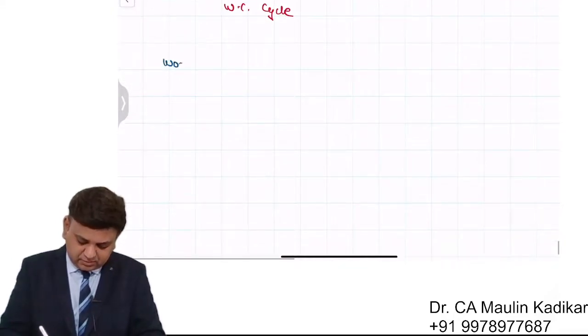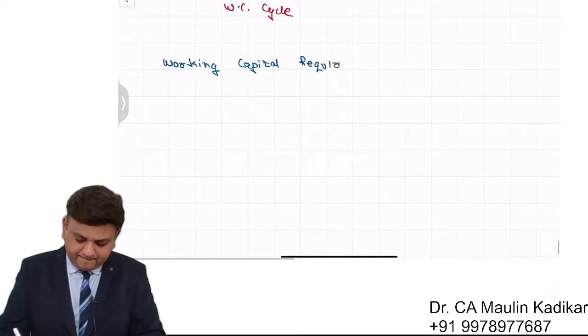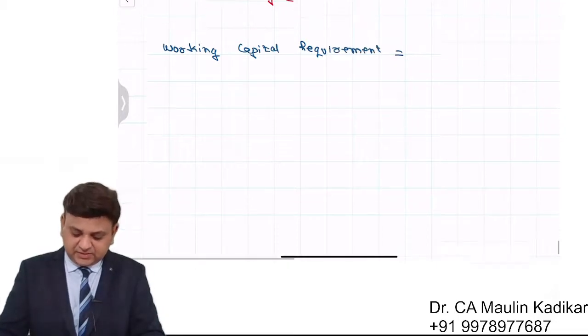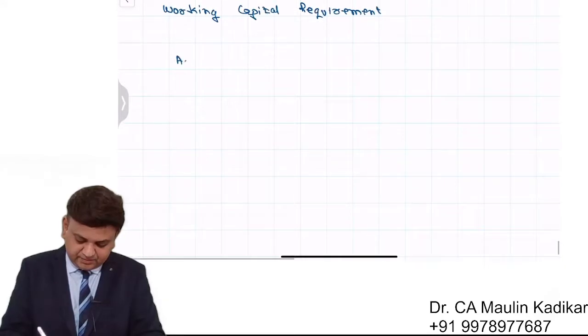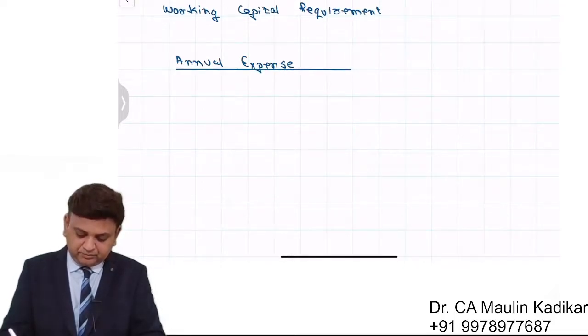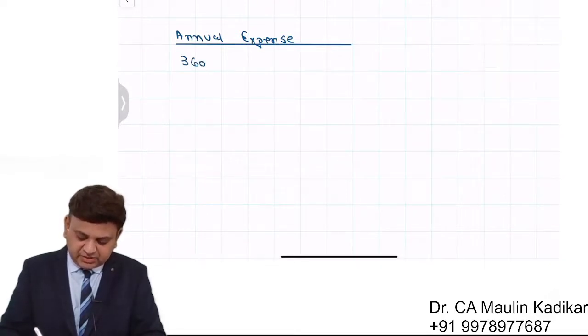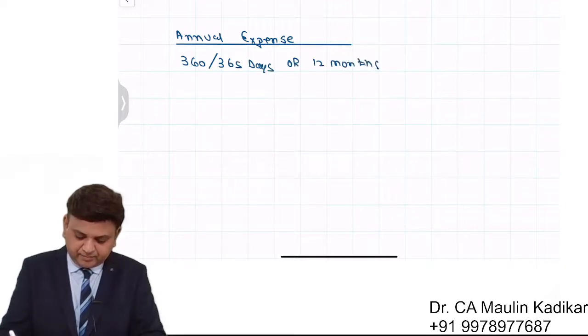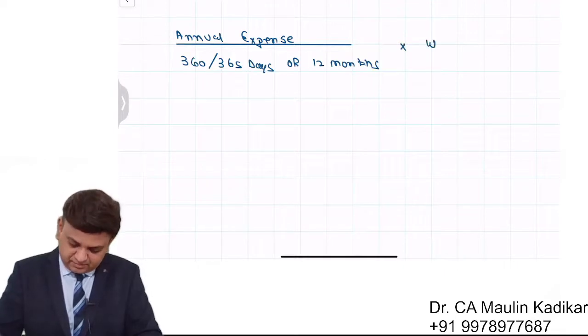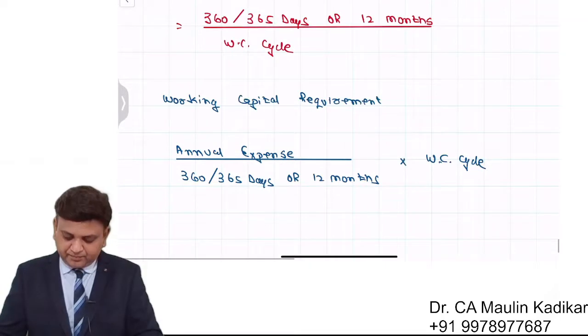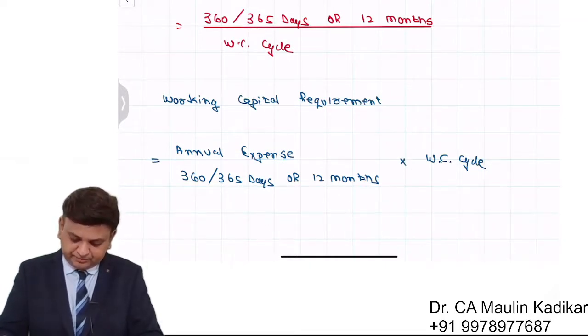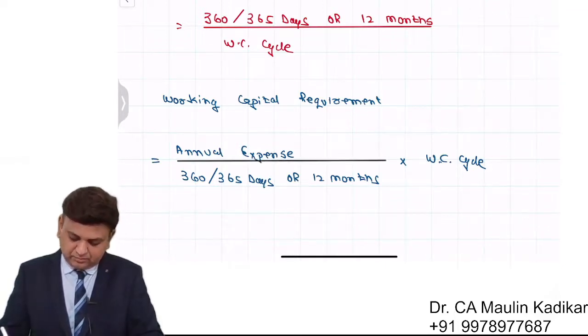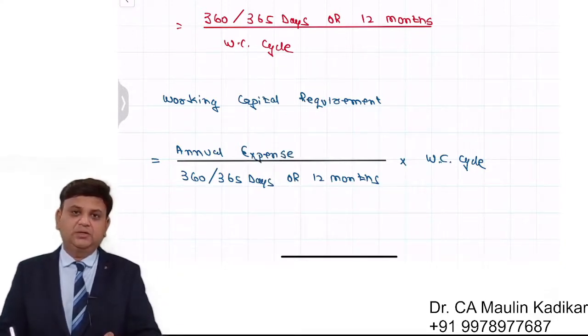Next is working capital requirement. In that case, it is annual expense divided by 360 slash 365 days or 12 months into working capital cycle. That is the way working capital requirement is calculated. Dear students, annual expenses will be only cash expenses. So we have to exclude depreciation.